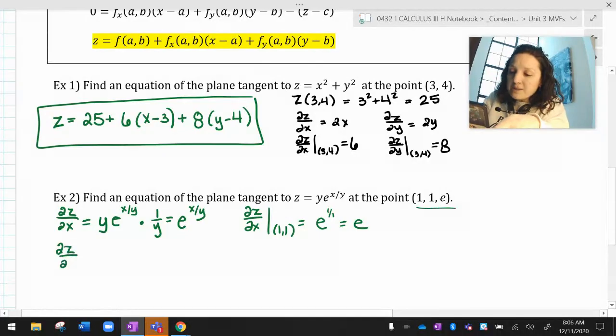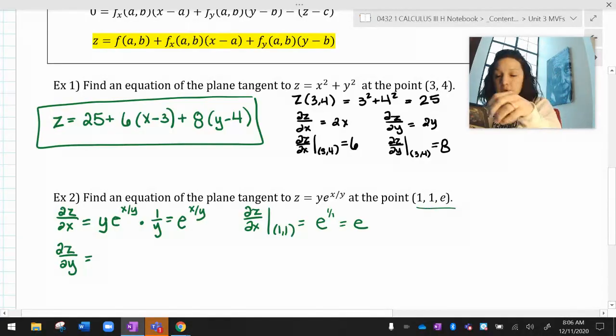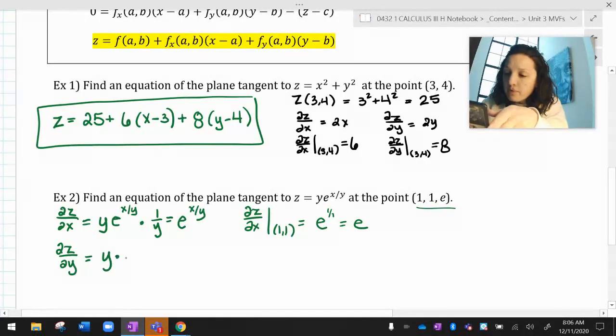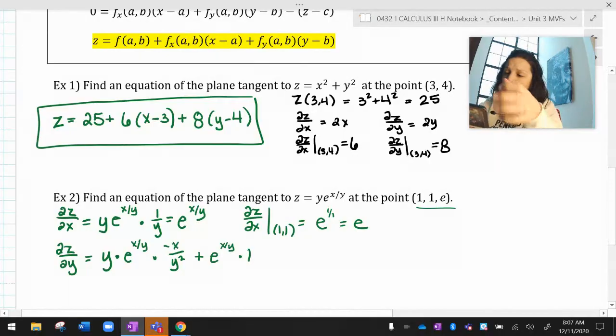And then if I want ∂z/∂y, I'm going to need a product rule because it's a y thing times another y thing. So I have the first times the derivative of the second. Okay, so e^(x/y)'s derivative would be itself times the derivative of the exponent. And the derivative of x/y with respect to y is going to be negative x over y squared. So there's the first times the derivative of the second plus the second times the derivative of the first.